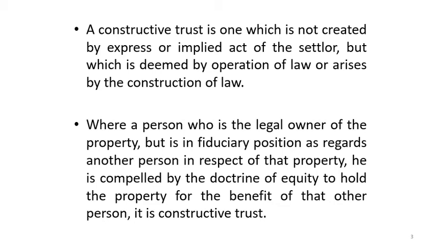However, here we can see a person who is a legal owner of the property, but at the same time, he is in fiduciary position as regards another person in respect of that property. Both circumstances, both situations we must consider. First, he is a legal owner. There is outright transfer or absolute transfer. The property vested on such person. He is the legal owner of the property, but at the same time, he is in fiduciary position in relation to another person. In that case, he is a trustee, not the owner of the property. That we will see later also.